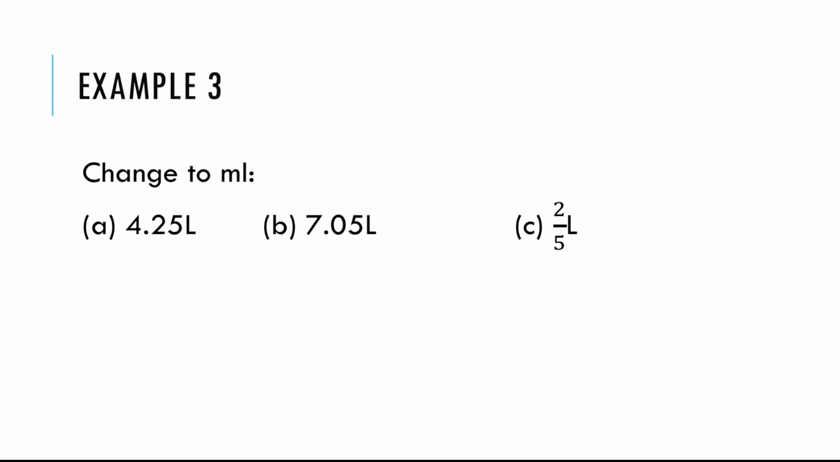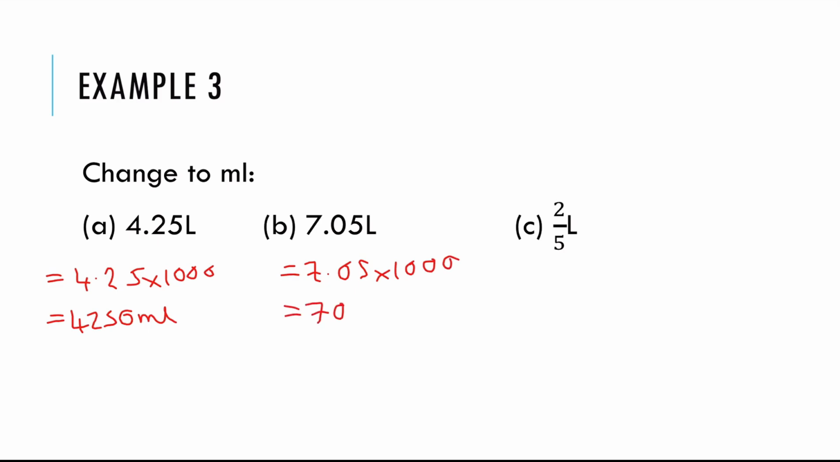Okay, changing from litres to millilitres, so this time we're going the opposite way. We are timesing by 1000. That's going to give me 4250 millilitres. That's going to give me 7050 millilitres. And 2/5 as a decimal, well, we know 1/5 is 0.2, so 2/5 is 0.4. That's one of the ones you're expected to remember, which is 400 millilitres.